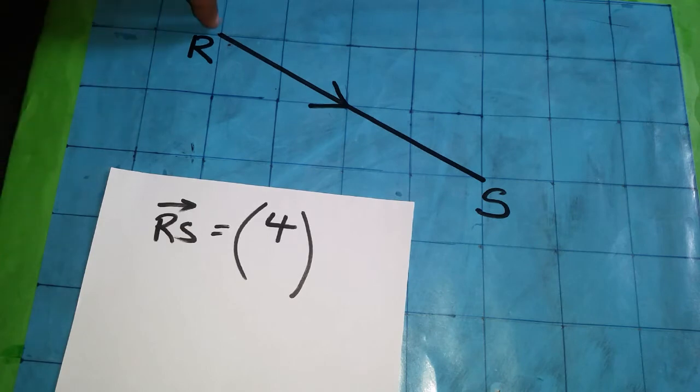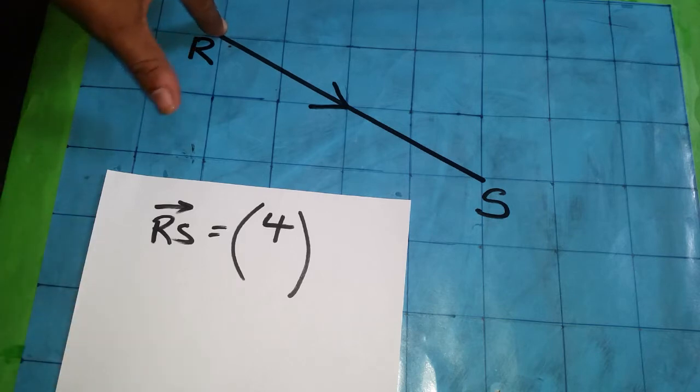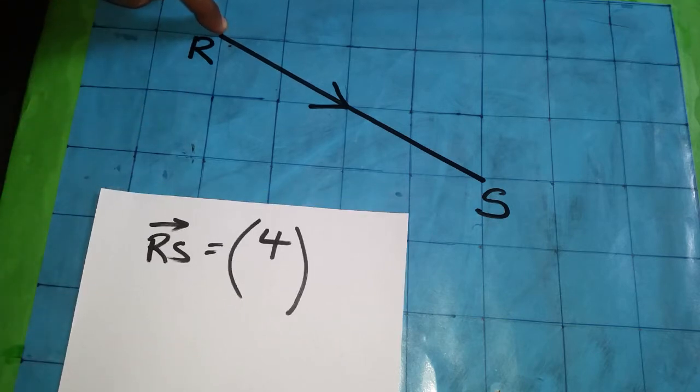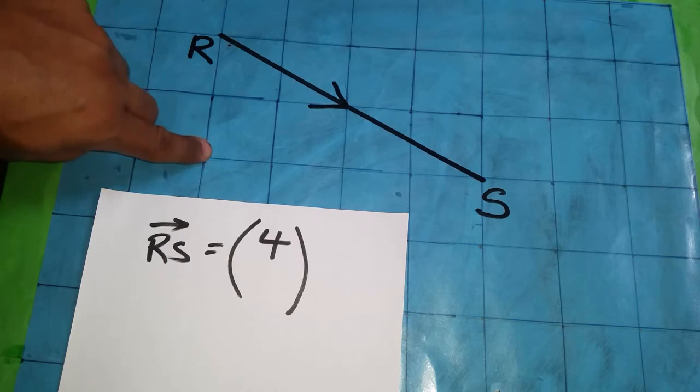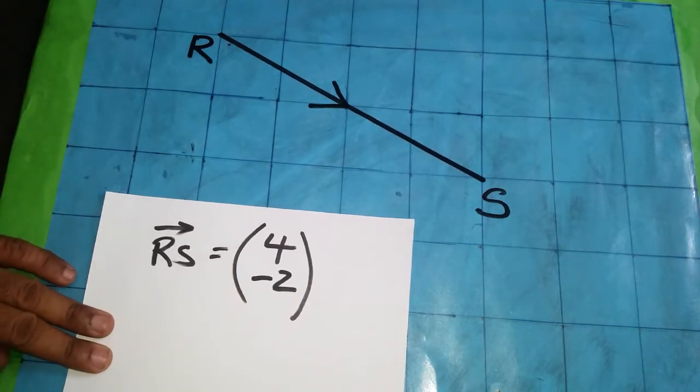Now, after that, we need to determine whether the vector is moving up or down. Well, clearly the vector is moving down. Let's find out how many spaces. 1, 2 spaces down. And because it's down, it would be negative 2.